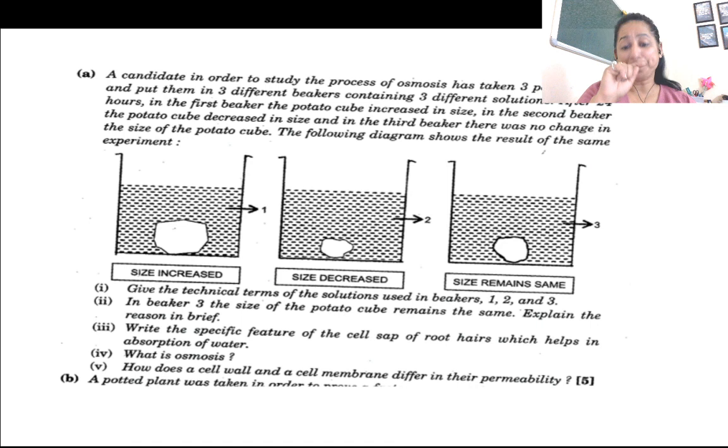Again, a diagram जहाँ पे they have given you 3 cells. Cell size is increased, it is decreased and remains same, and then they ask questions. So this is end-to-end exoosmosis again.